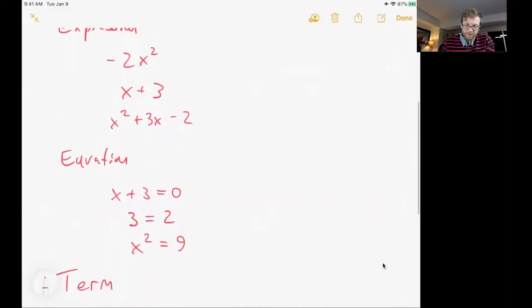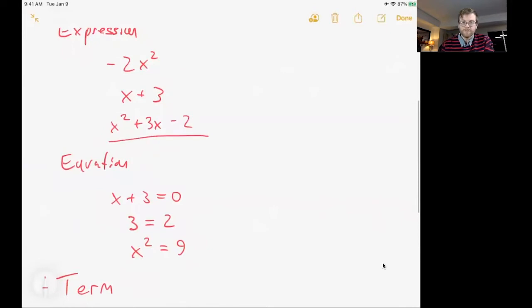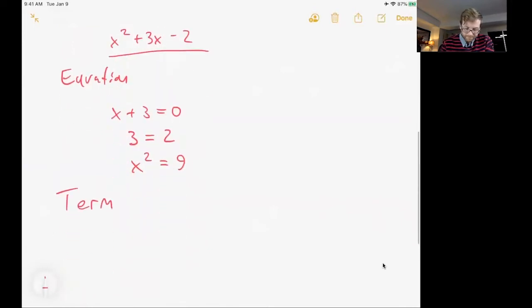If we look at this expression that I wrote up earlier, x squared plus 3x minus 2, that expression has 3 terms. 1, 2, 3. Okay? So those are terms. Terms are things that are added or subtracted from each other. The groups of things which are multiplied together that are added or subtracted from each other.